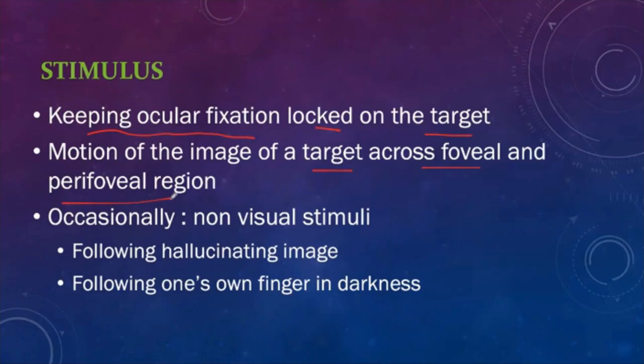So if the object moves away from the fovea up to a certain limit, the eye will make a corrective movement in order to keep maintaining this object on the fovea.